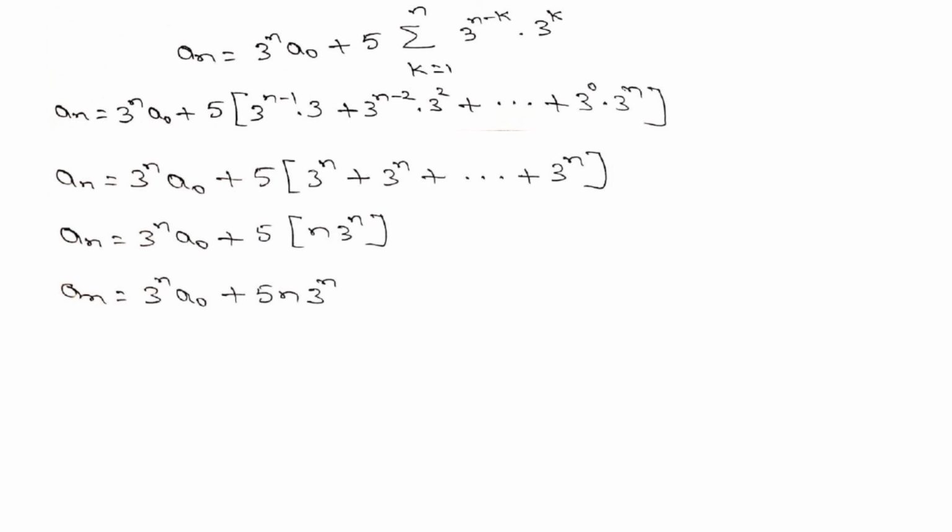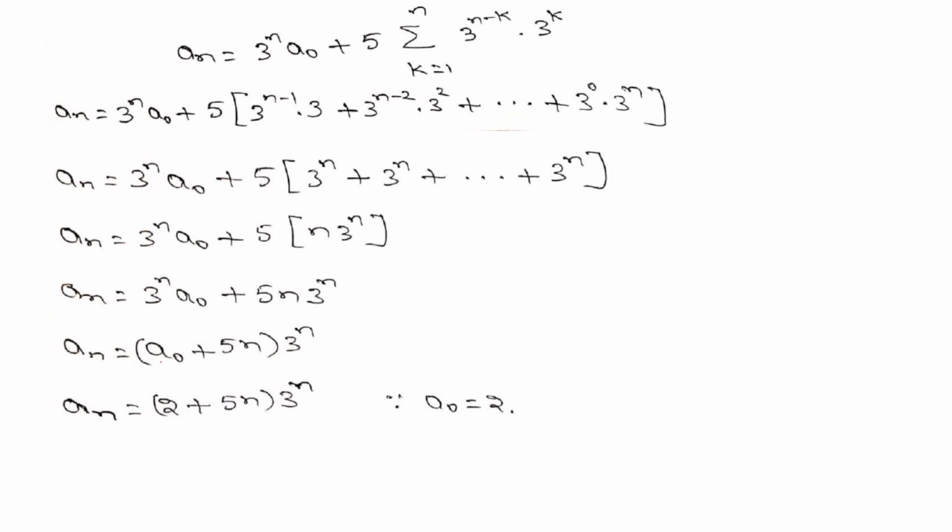Here just one more step we have written here by arranging the terms, and you can observe 3 to the power n is common. We have taken 3 to the power n as outside. Now we have put the value of a naught, which is given in the question, as 2. So this completes the solution of the given recurrence relation.